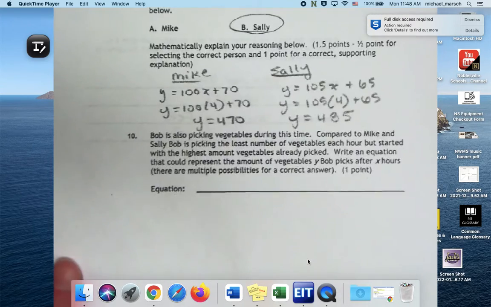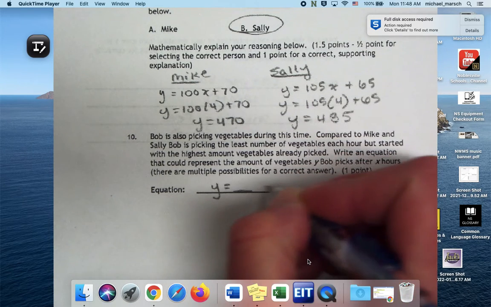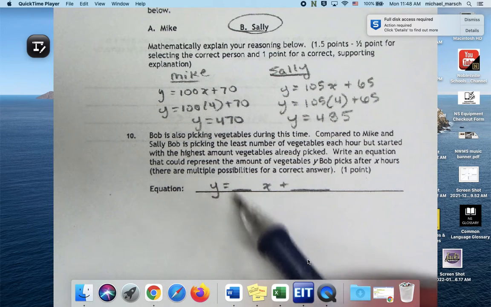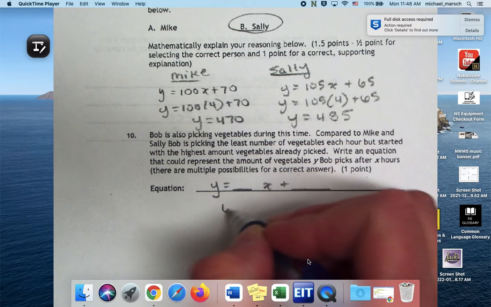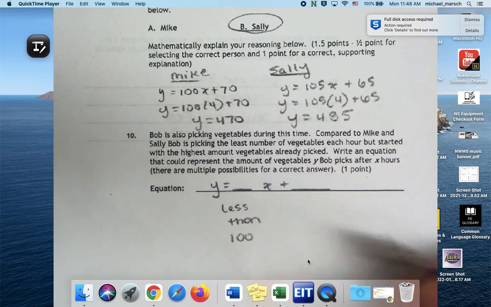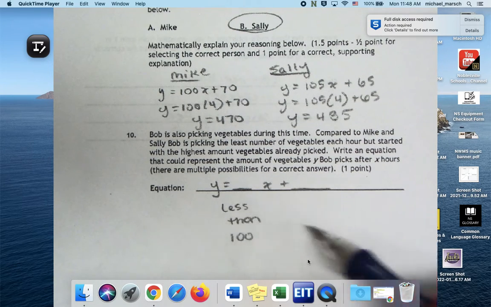Sure, Mrs. Marsh. All right, Bob is also picking vegetables. Compared to Mike and Sally, Bob is picking the least number of vegetables each hour, but started with the highest amount of vegetables. So, what does this number have to be less than? Less than what? 100, yeah. Less than 100, because that's the smallest amount per hour.